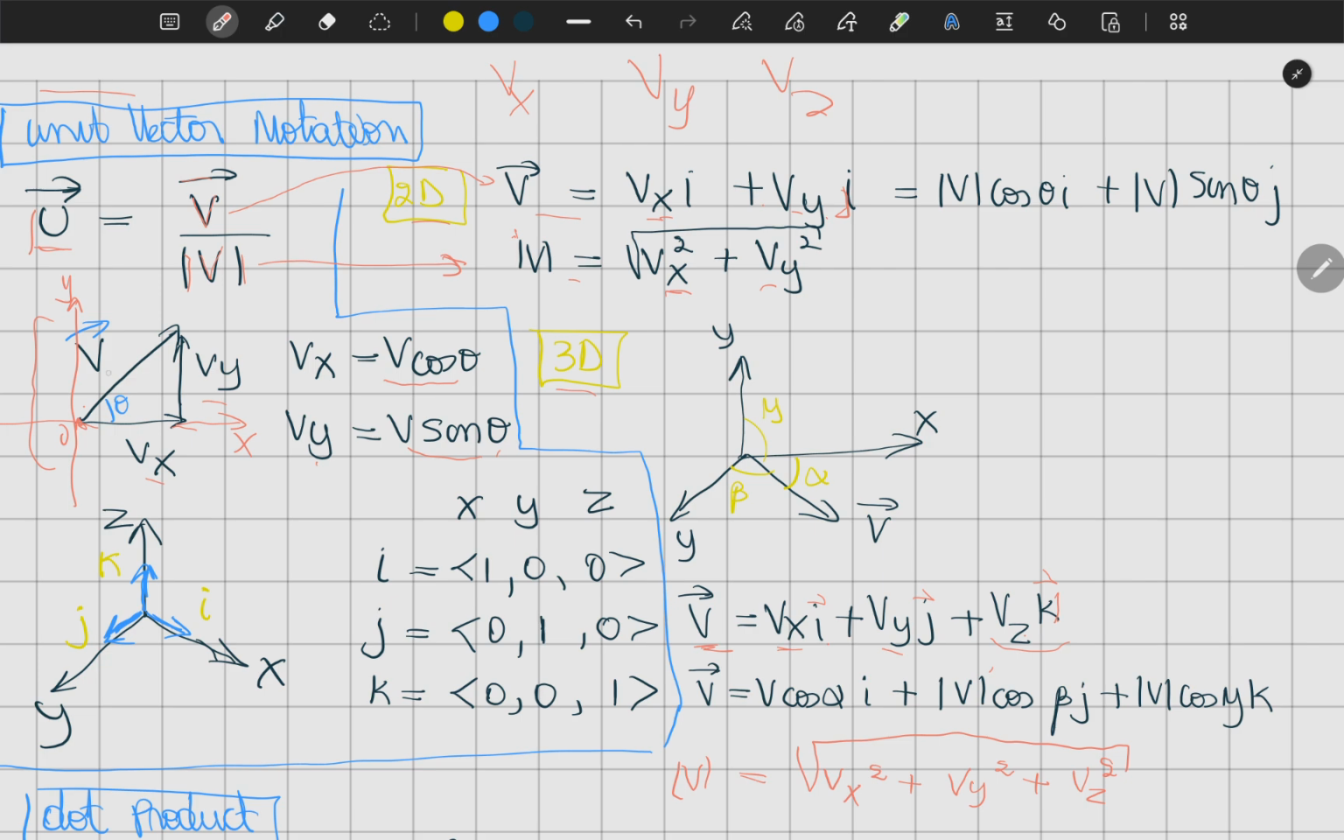Okay, and then this is a 2D, and from this 2D, vx is the vector, v cos theta, and vy is v sin theta. That's why you see vx here. We just represent it using that formula. Vy is equal to v sin theta. That's why you see we have v sin theta there.